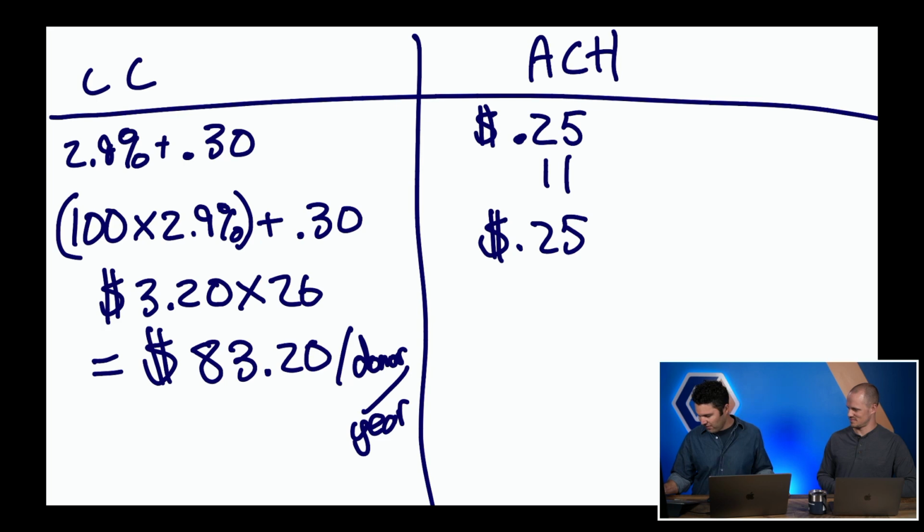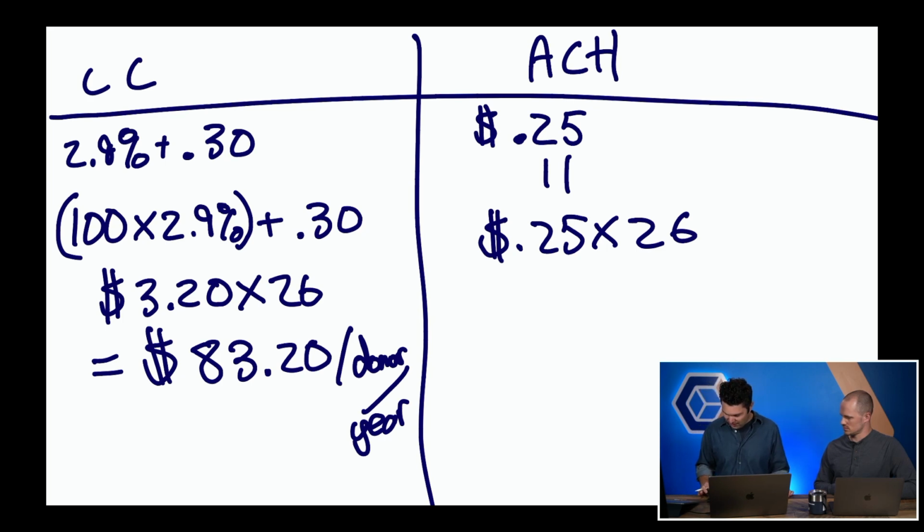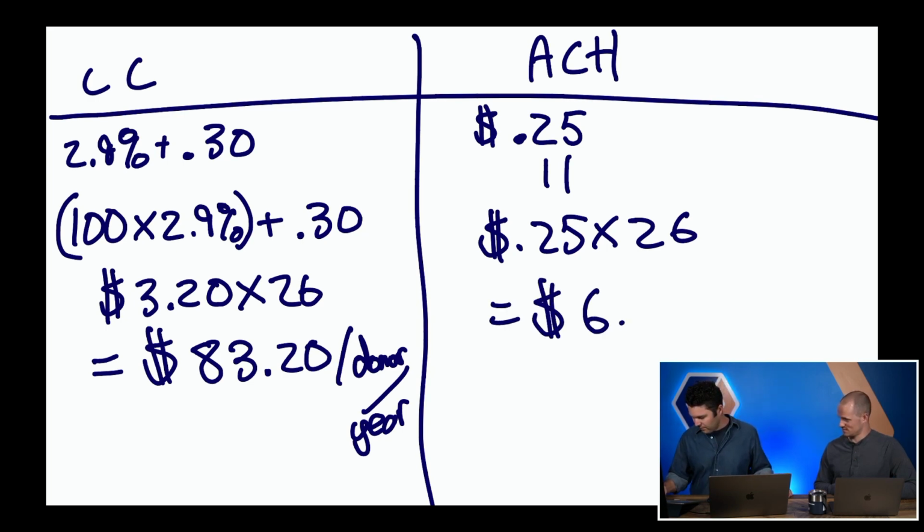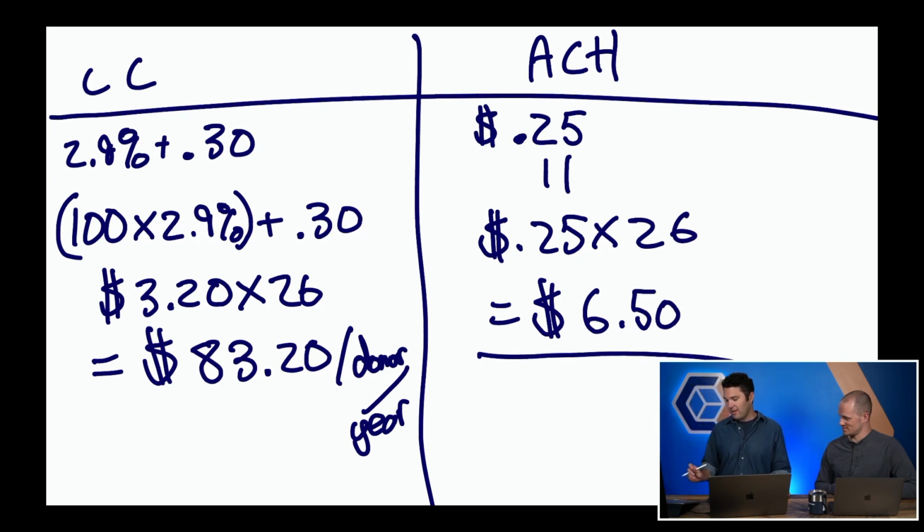So if we do 25 cents times, let's do the same exact $100 transaction, 25 cents times 26 weeks in a year. So let's do the math. 0.25 times 26, 6.5. So $6.50 a year. That's a big difference. It's a huge difference.